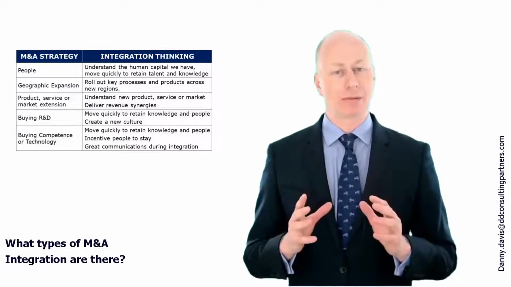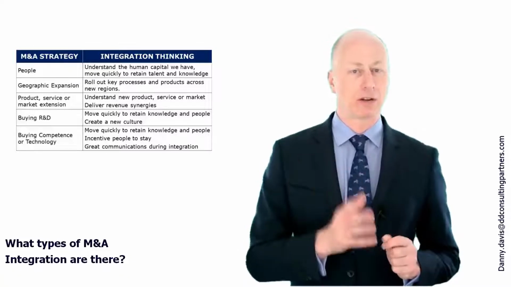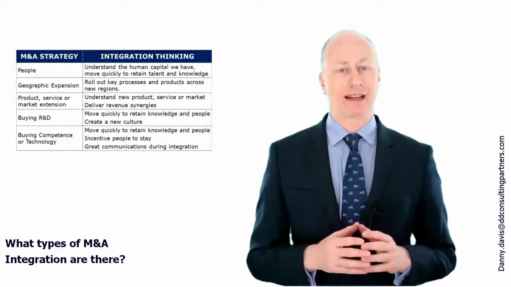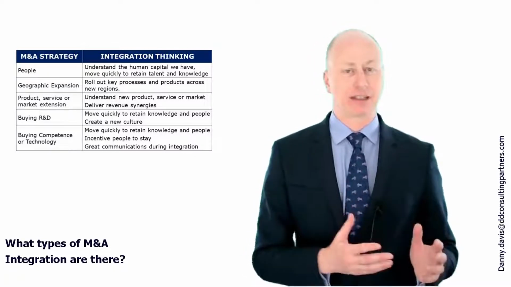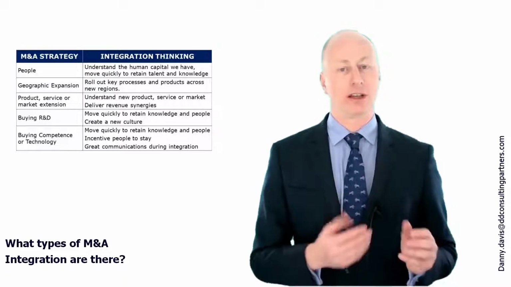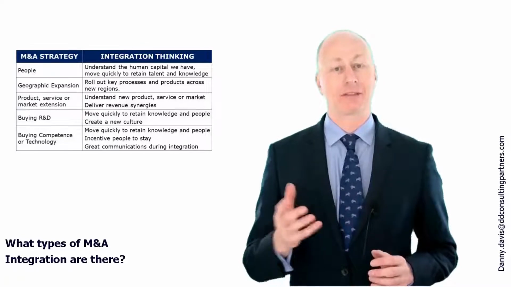We might separately buy a company for its technology. So we might think about the technology that they have, the products they use, and how we might integrate that into our company and use that across the board. Again, we will think differently to the way we integrate people when we're concentrating on the technology or something they do. We might also buy a company for its products or services.